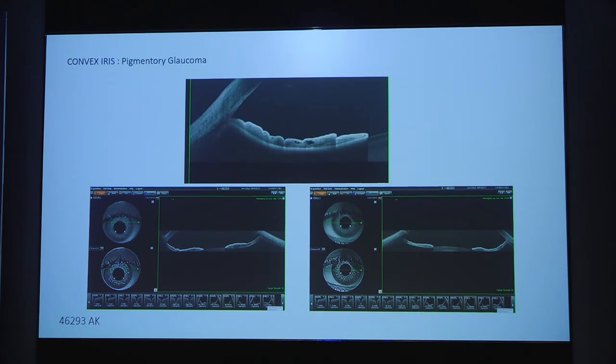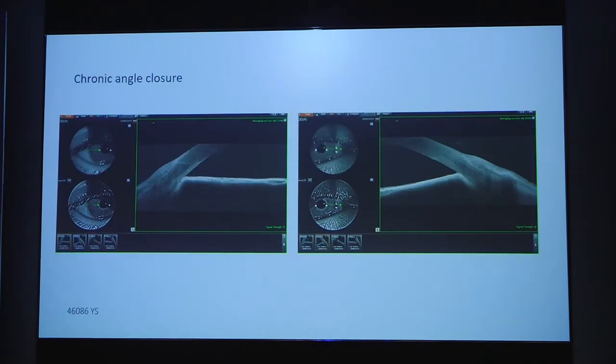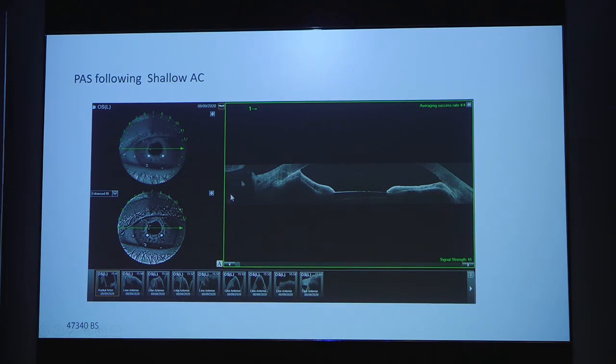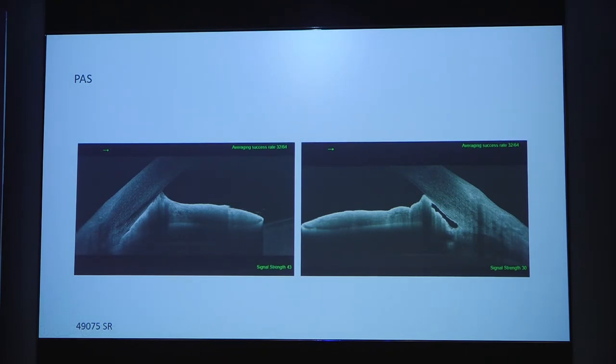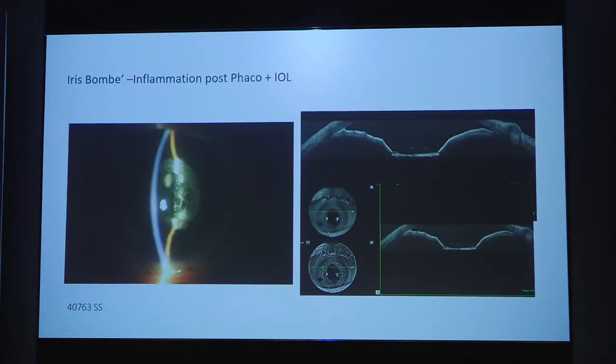And this is a convex iris in pigmentary glaucoma, which we see very often, but we don't know how it looks on ASOCT. Chronic angle closure: as you see here, you can see the peripheral anterior synechiae which are pulling up the iris, and the angle closure in both the eyes here. Again, a shallow AC, probably post cataract surgery, there was a shallowing of AC, and you can see the angle which is totally occluded. So this is also a patient of peripheral anterior synechiae.